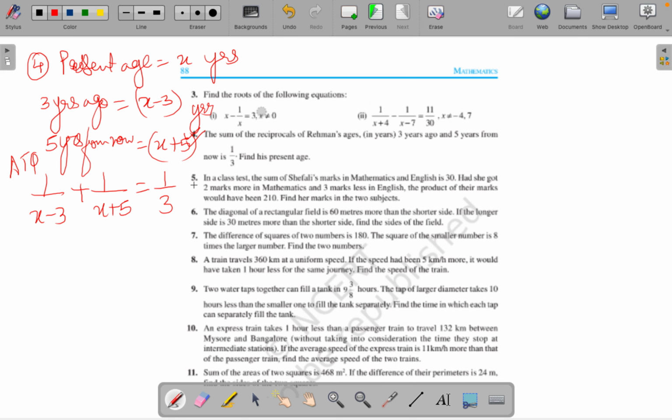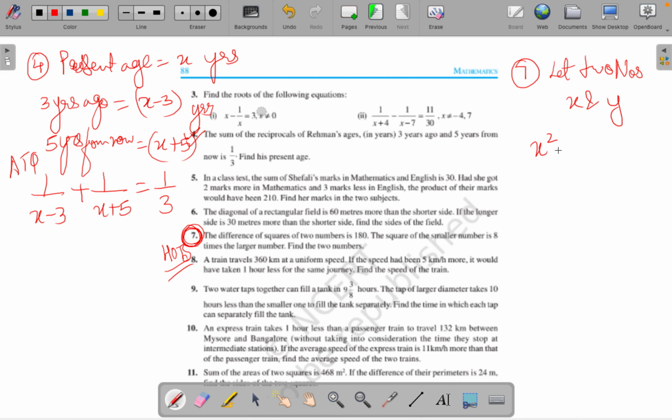So I think you can do 5, 6. Now, in question number 7, there is a mistake mostly children make. What is that mistake? The difference of the square of the two numbers. We don't know the two numbers. So I've taken let two numbers be x and y.